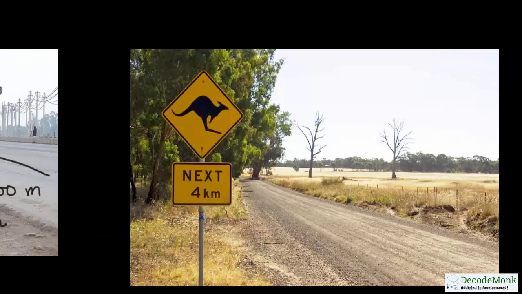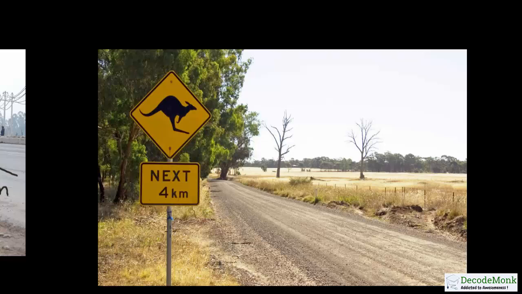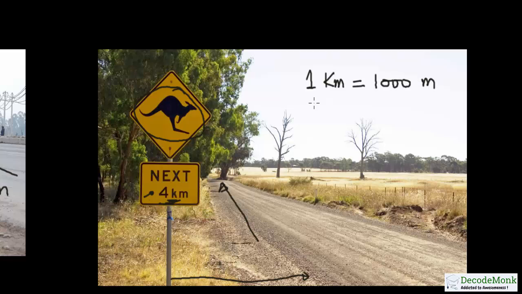Another figure shows that from this milestone we will find kangaroo. This is a signboard somewhere in Australia. You will find kangaroo in the next 4 kilometer. See that the road distance is measured in kilometer. Again, 1 kilometer equals 1000 meter, 1 meter equals 100 centimeter, 1 centimeter equals 10 millimeter. I hope you are getting my point.